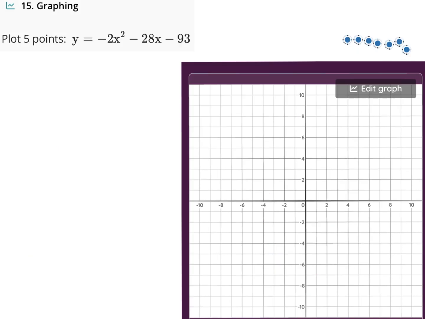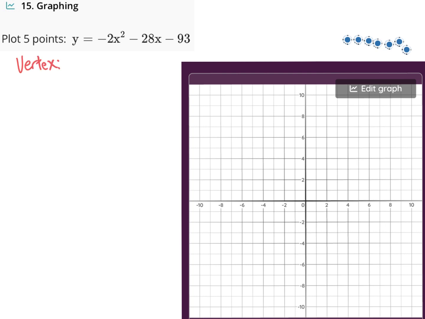So this is as hard as it gets, right? You have a quadratic trinomial equation. We need to graph it. They specifically want us to plot 5 points. So let's begin by finding the most important point, which would be the what? The vertex.